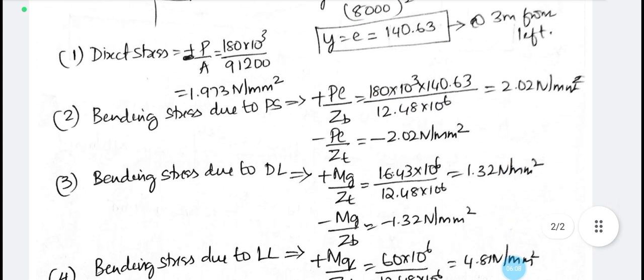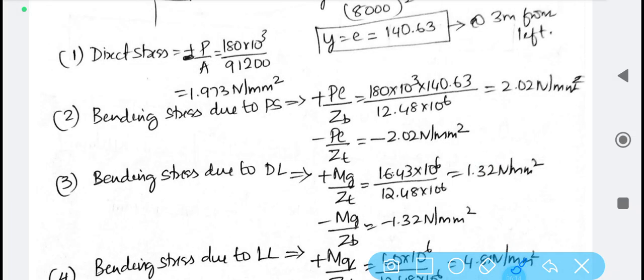Next, the rest of the procedure is very similar to all the other conventional problems. Direct stress needs to be computed here. The direct stress, that is pre-stress due to the direct stress, is sigma equal to P by A. And next, bending stress due to the pre-stress is plus or minus PE by Z. As I have told you, if it is a symmetrical section, Z remains the same. If it is an unsymmetrical section, Z varies. It can be calculated. However, the sign convention changes here, plus minus.